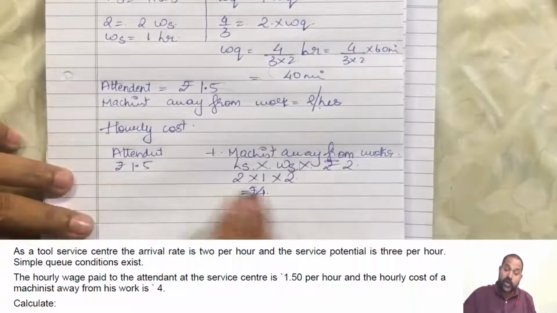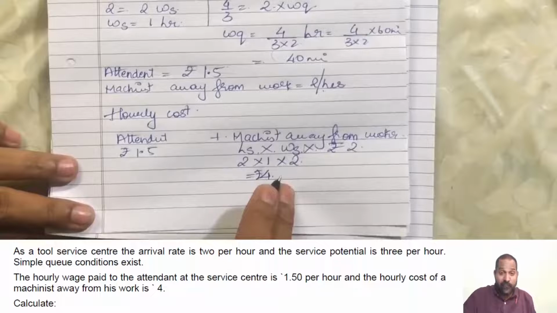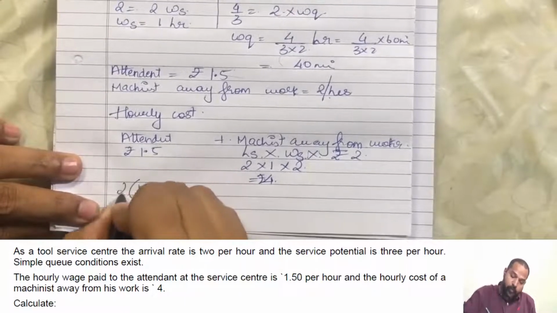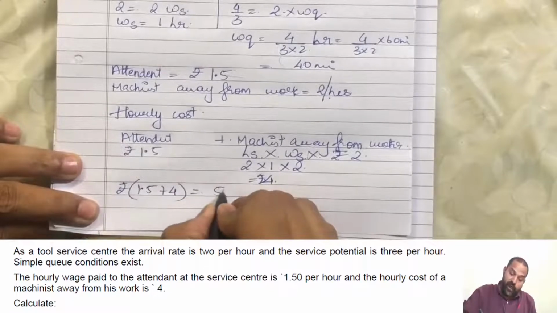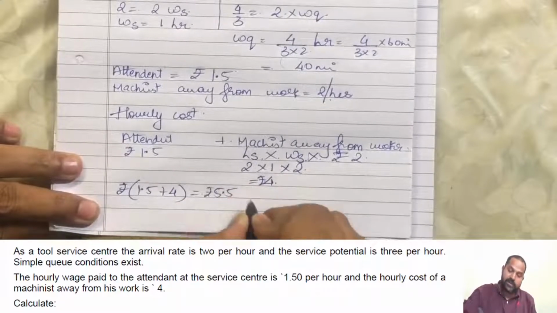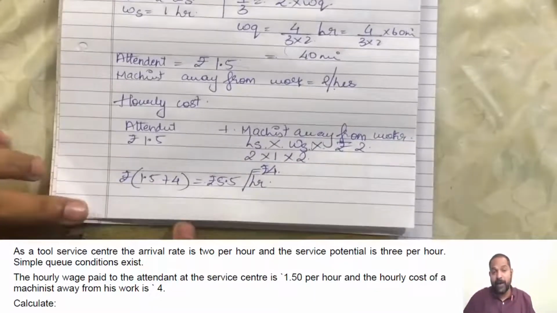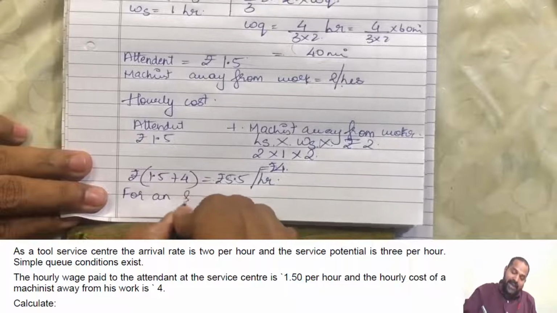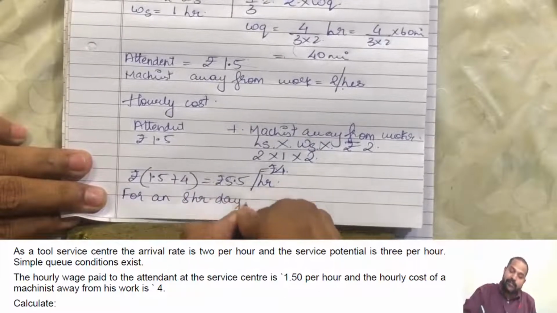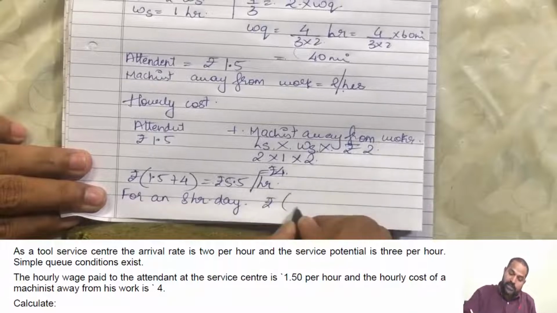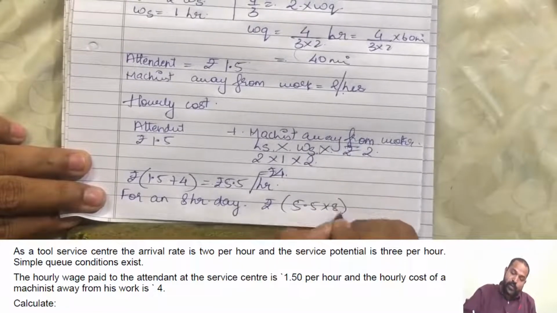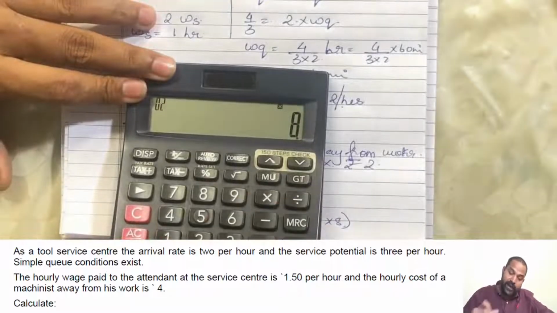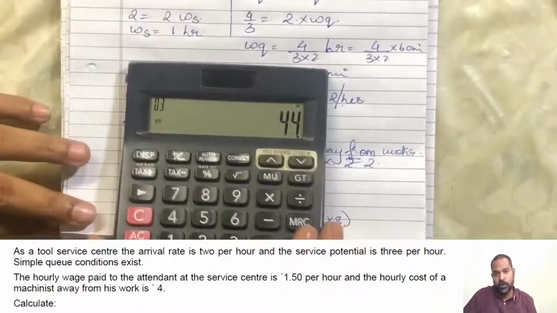So the total cost that I am wasting per hour is 1.5 plus 4 rupees, which is a total of 5.5 rupees. 5.5 rupees wasted per hour. So in an 8-hour day, the cost is 5.5 into 8. And what is 5.5 into 8? 5.5 into 8 is going to be 44 rupees.